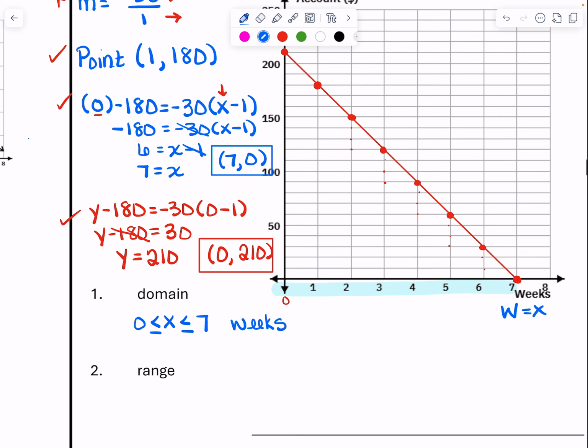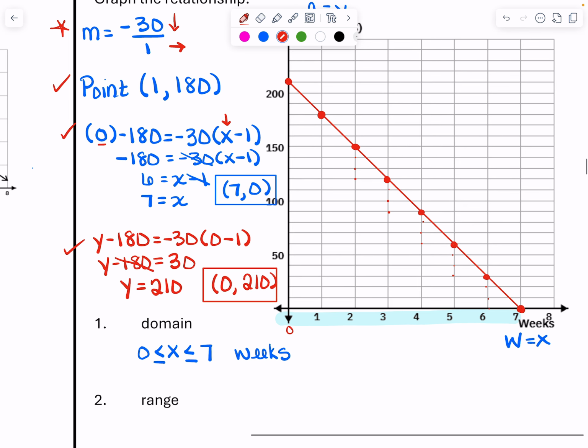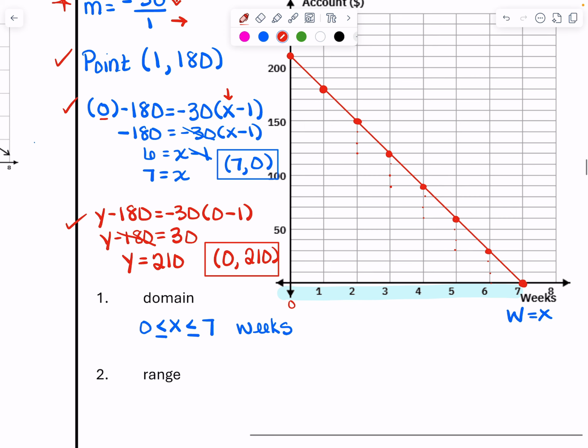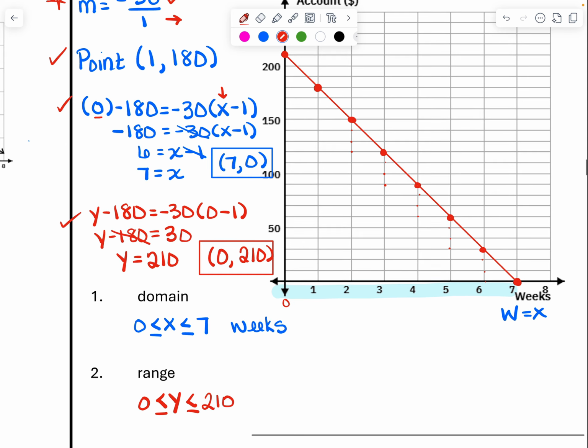Now the range is talking about the y value. So when we're looking at y, she had $0 and she went all the way up to $210, what she started with. So, or she has $0 now. So the range y is greater than or equal to $0, less than or equal to $210. And this here is talking about the amount of money.